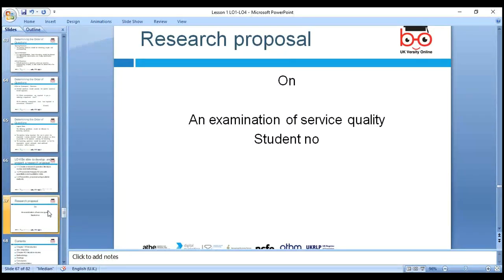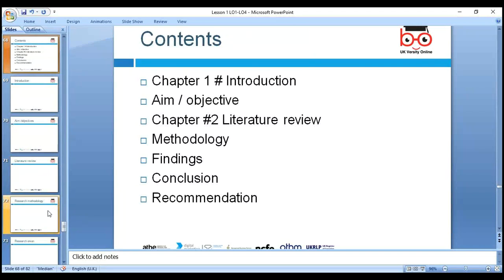First, of course, we want to do the topic and the contents. You can divide your research proposal into introduction. Why do you really need to explore service quality? Because of competition, service quality is very important. Service quality leads to customer satisfaction, customer satisfaction leads to loyalty. When the customer is loyal, they will buy more goods from us. They will stay longer. The aim of this research is an examination of service quality and customer satisfaction.